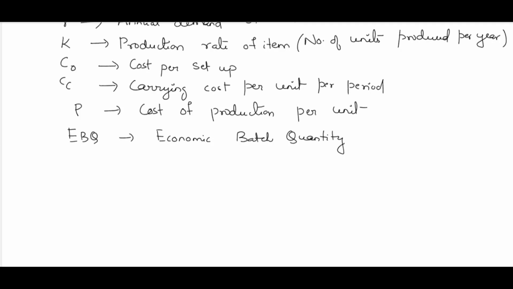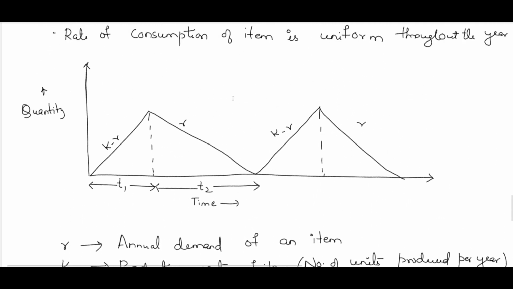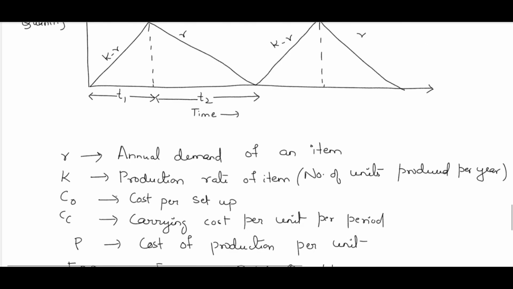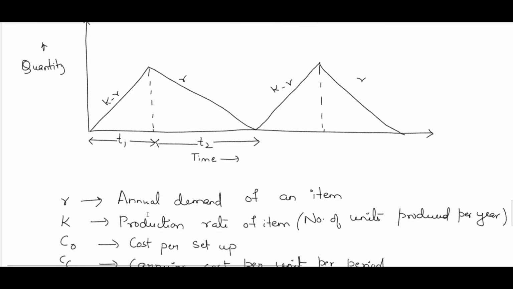So from the graph, let me explain this figure. You can see the variation of inventory with time without shortage. During this period T1, the item is produced at the rate of K units per year. So during that period, the production rate is K units per year, but at the same time it is simultaneously consumed at the rate of R units per period.